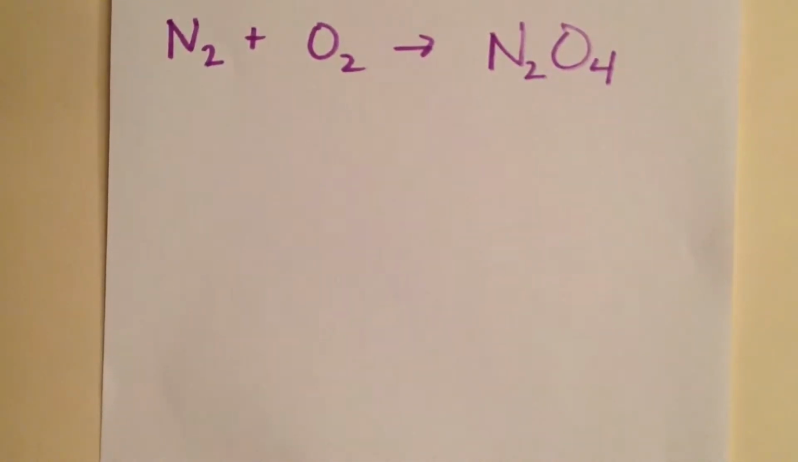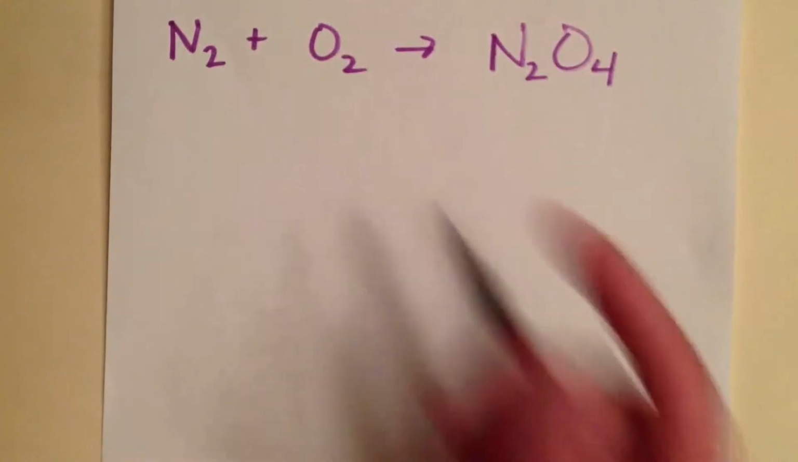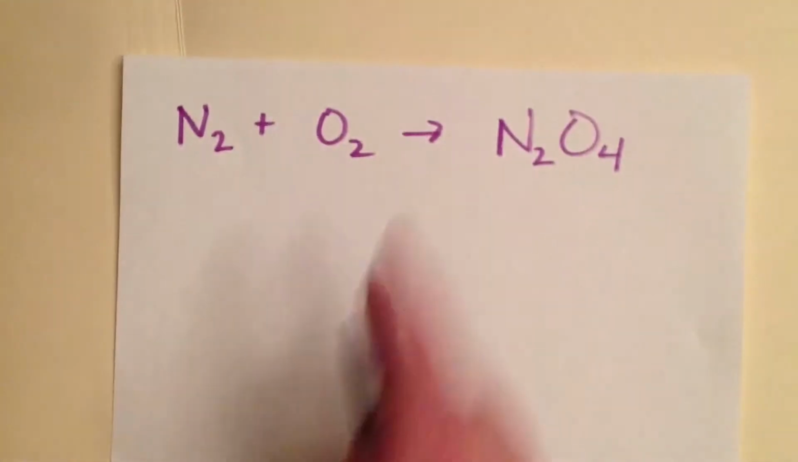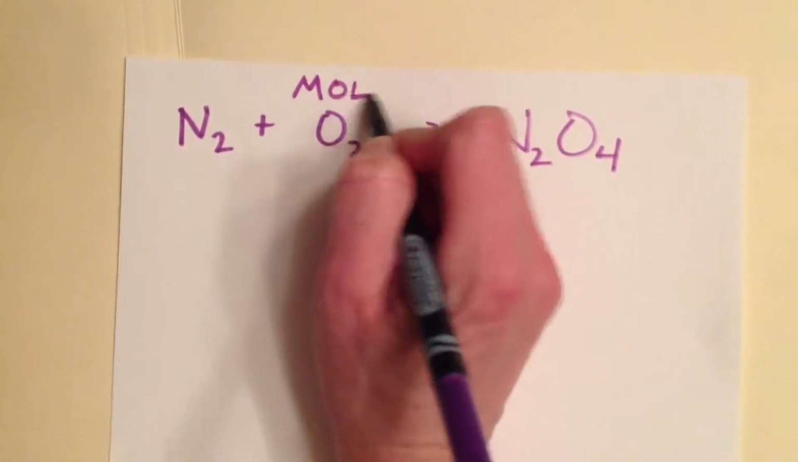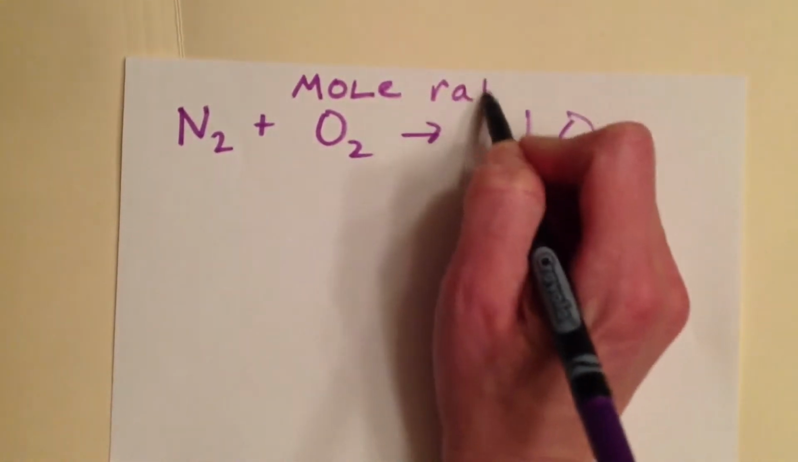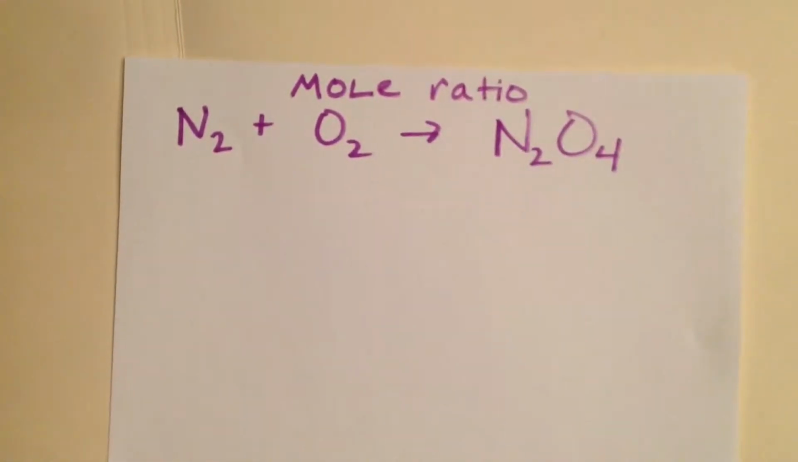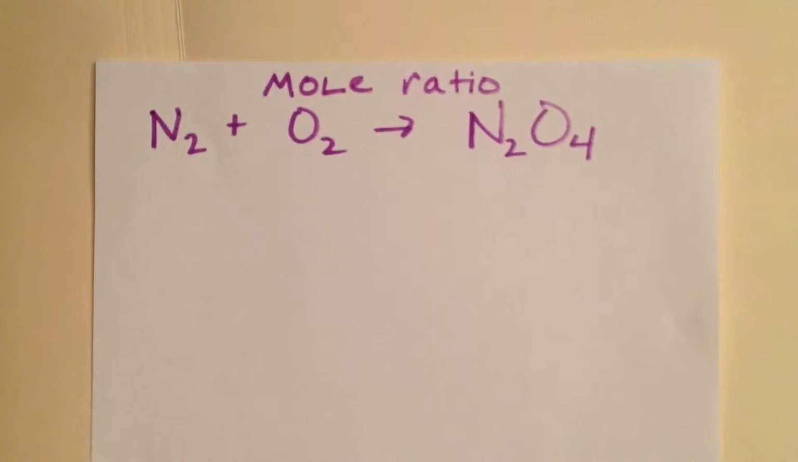Okay, this is stoichiometry 1. This is dealing with what we call mole ratios. So the first step in a stoichiometry problem, where you're dealing with the given as being in moles and you're trying to find moles, is that you have to make sure you have a balanced equation.